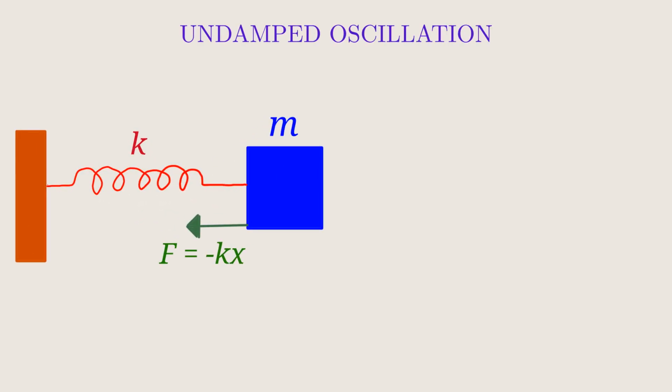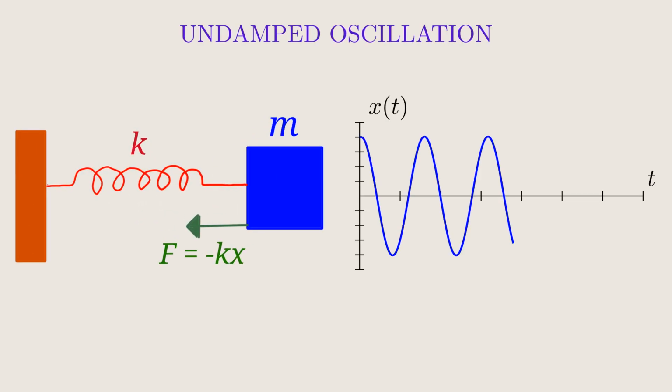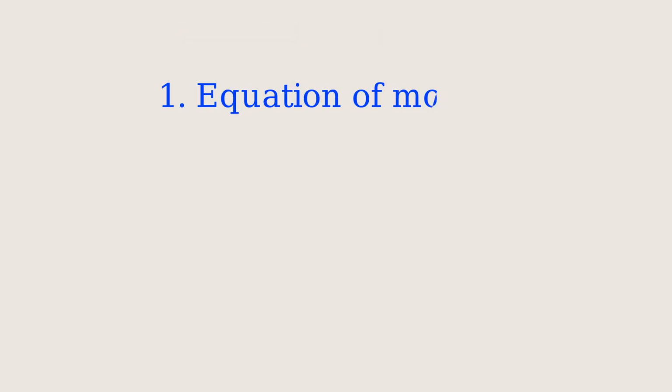Have you ever seen this undamped mass spring system? According to physics, this mass will oscillate sinusoidally. But how do we get this curve? First, from Newton's second law, we obtain the equation of motion.